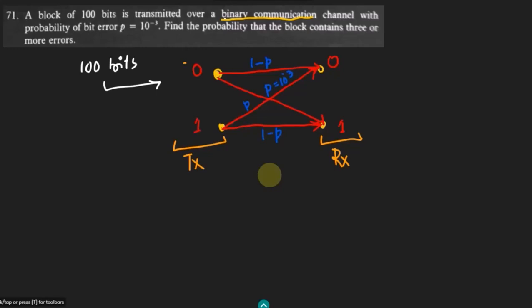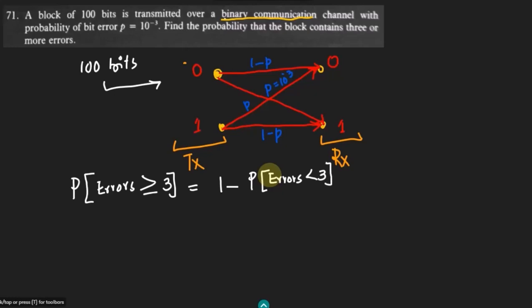Now 100 bits are sent here, and we want to find out the probability that the block of 100 bits will contain 3 or more errors. I mean, if I write here with this white color, I want to find out the probability of the errors greater or equal to 3. So it can also be written like 1 minus the probability of the errors less than 3.